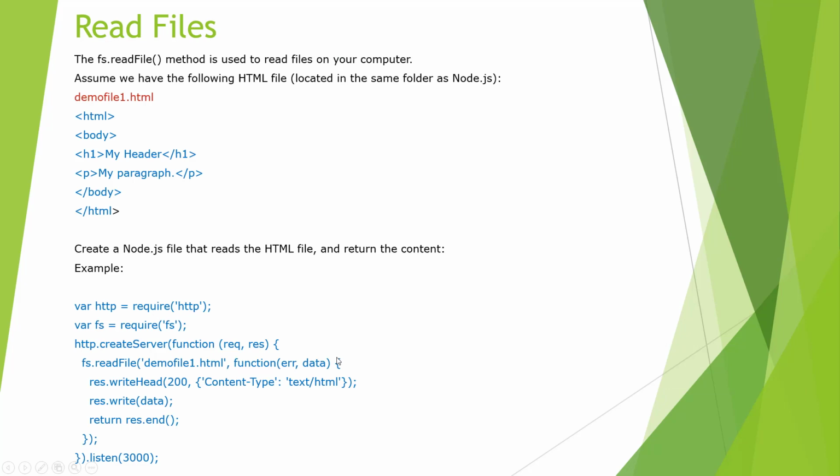The first thing is we want to learn how to read a file by using Node.js. There is a very nice module inside Node.js, which is the file system. And this file system has a few methods. The first one is fs.readFile. This method is used to read a file on your computer. Let's say we have a file called demofile1.html.